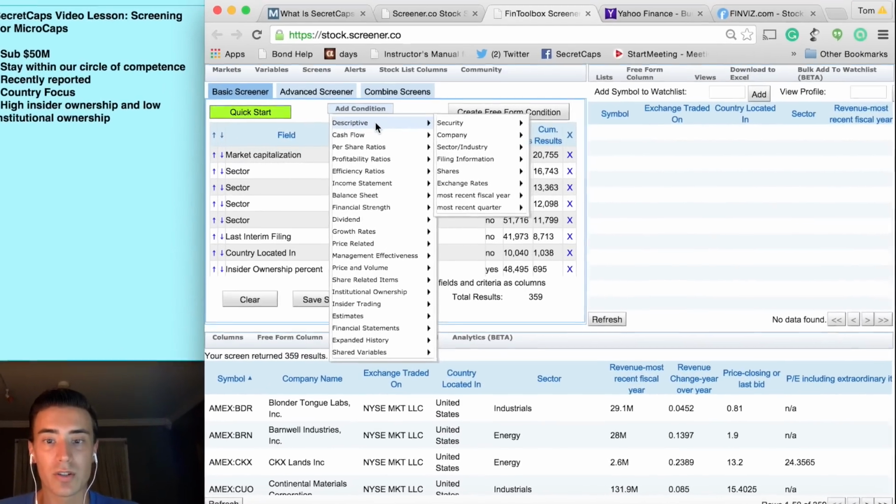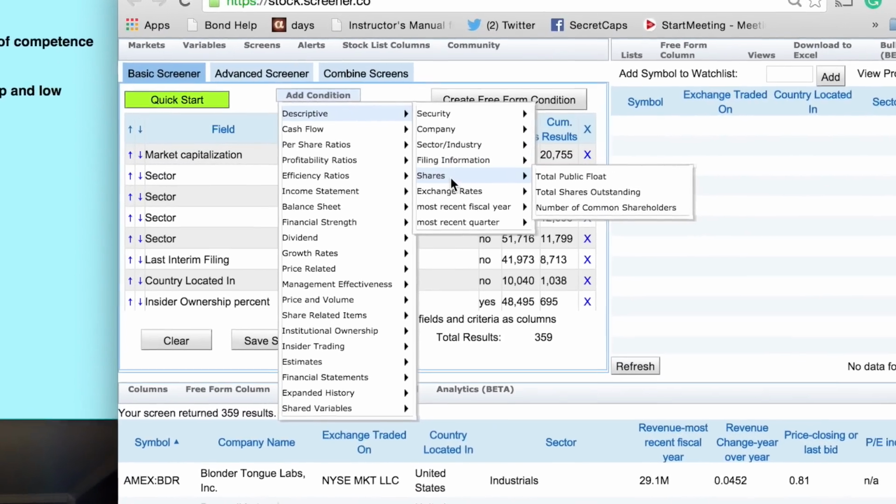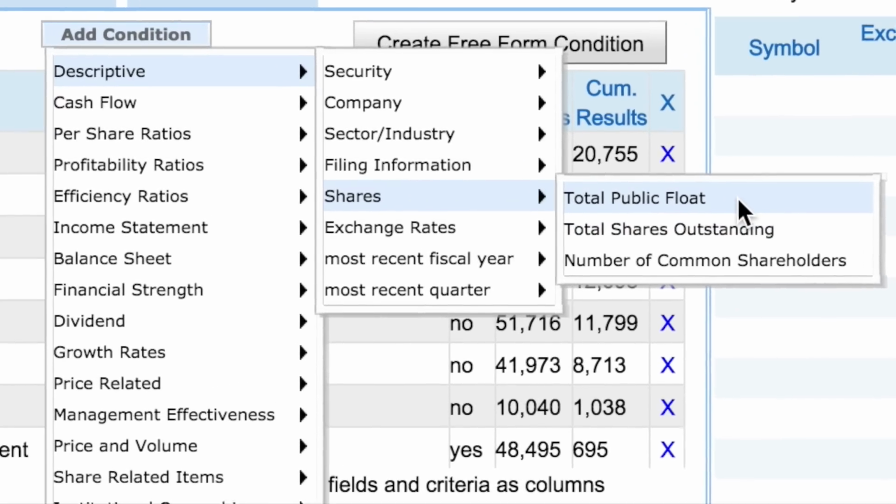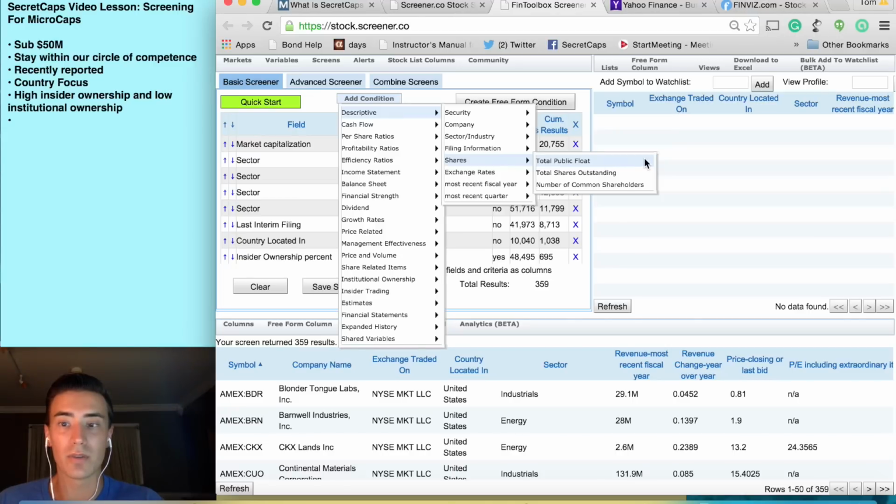So to do the share structure, go to descriptive, shares, and you can go to total shares outstanding, or you can do total public float. As many of you know, the float is what you could currently buy, what's being traded in the market. So a low float, if there's not a lot of shares out there and good news happens or bad news happens, vice versa, the shares could move easily as people start to buy them. So that could be those looking for companies that could move very quickly. That's something to look for, but they're also harder to buy if it's a low float.